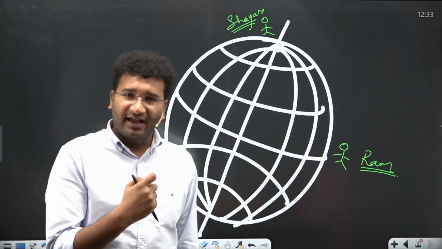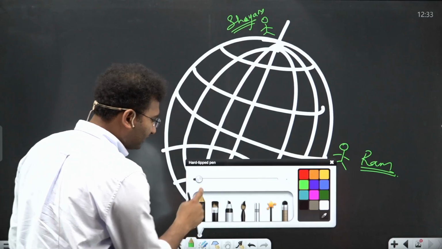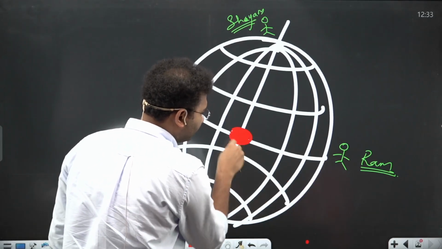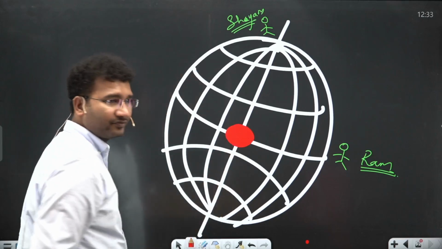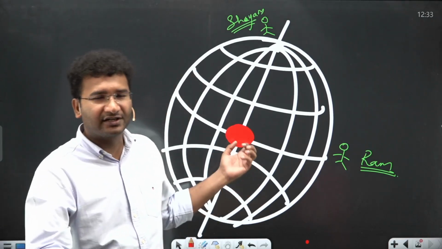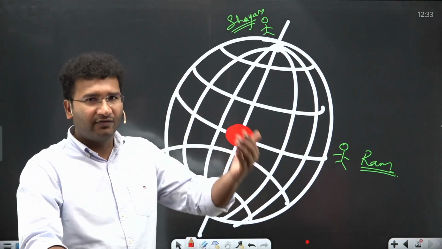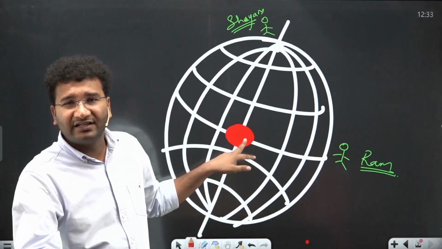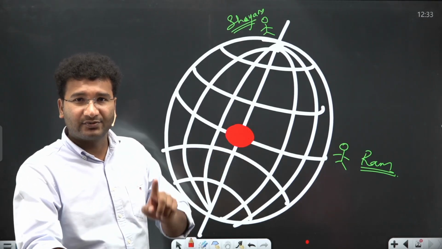See, as you know, the gravity of the earth originates from the center of the earth. Okay? The gravity concept comes from the center of the earth. This we will get to know in the further classes, so don't worry. Now, whosoever is near to the center of the earth will experience more gravity.